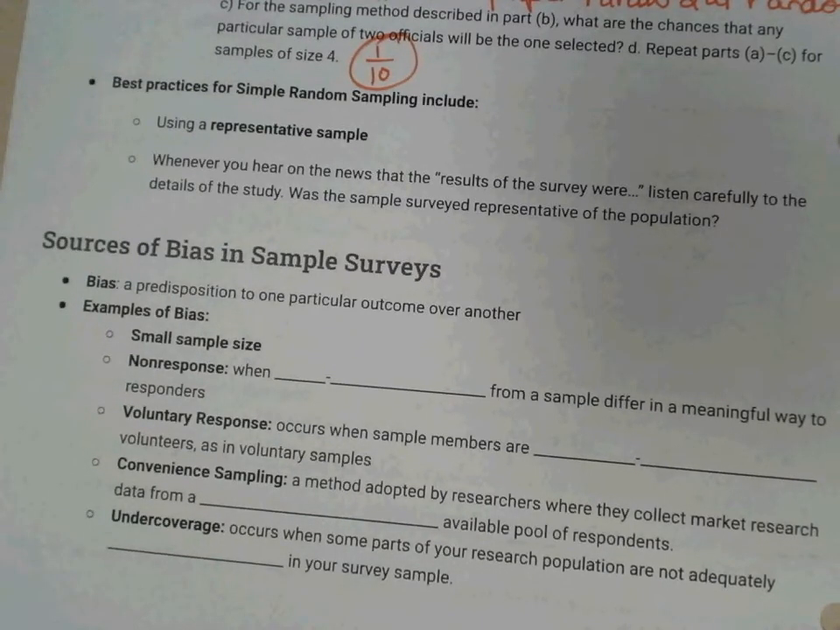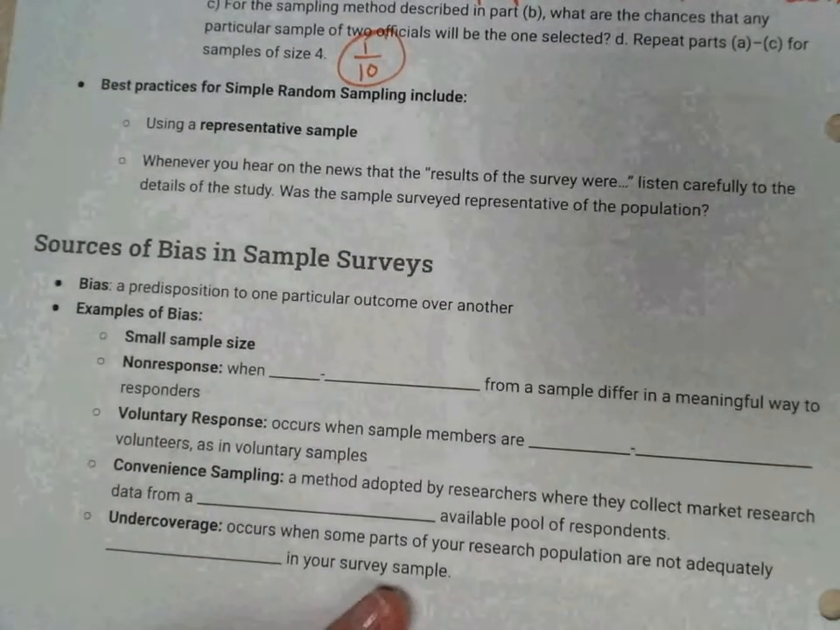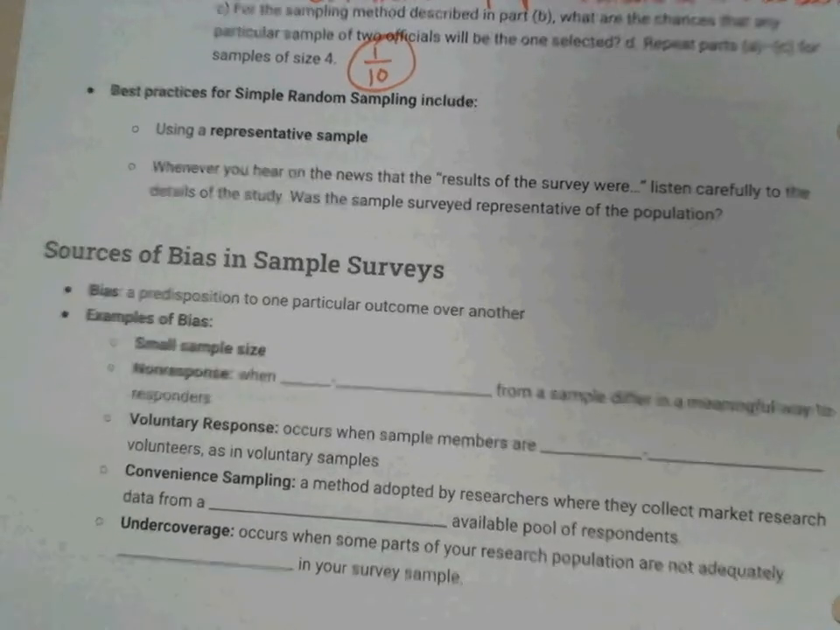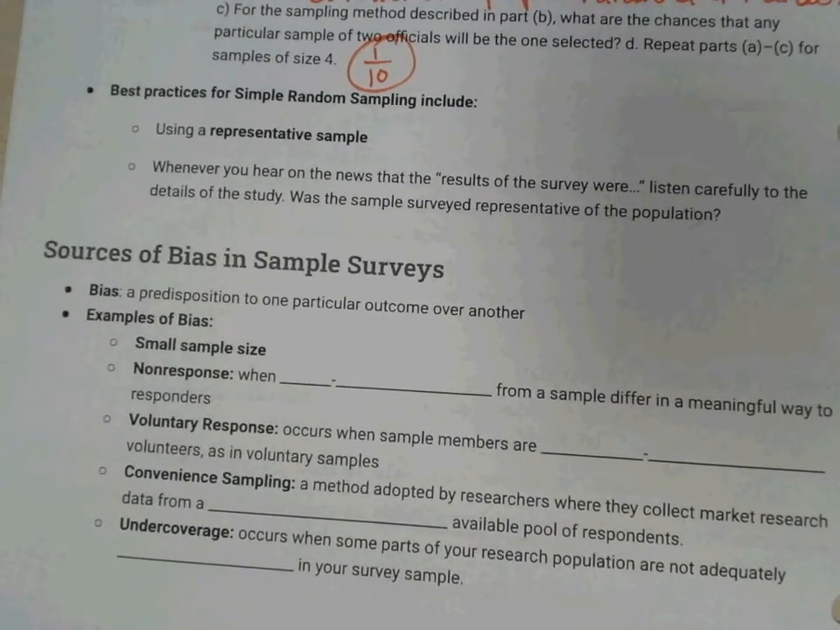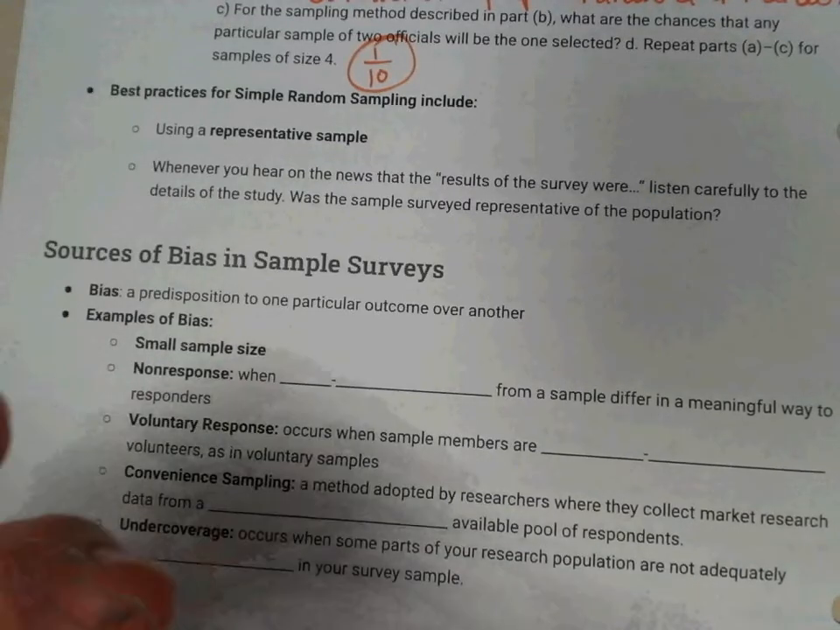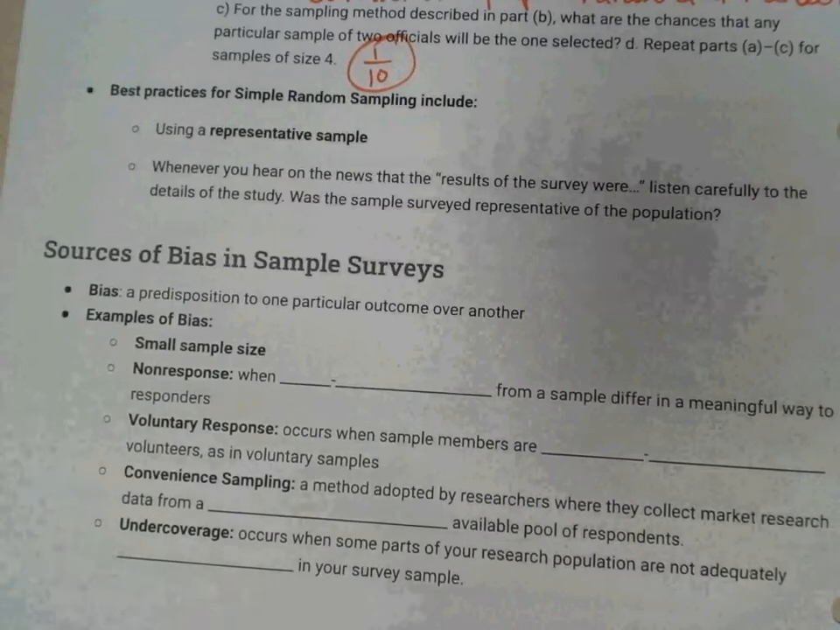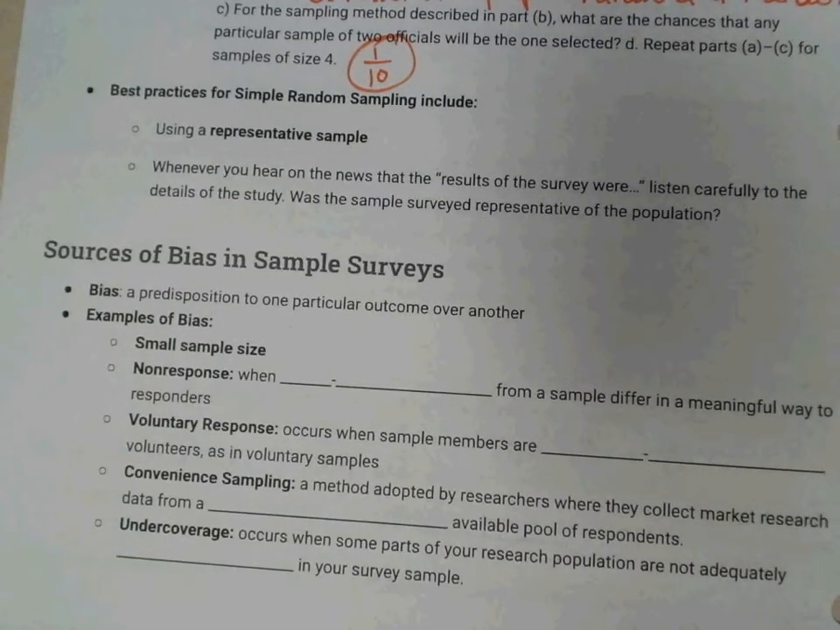Use a representative sample. Secondly, be skeptical. That's basically what that says. Whenever you hear on the news the results of the survey were, listen carefully to the details of the study. Was the sample surveyed representative of the population? They may or may not give that answer. They may or may not give the details of where they even got their information. In those cases, you just want to hold that information loosely.